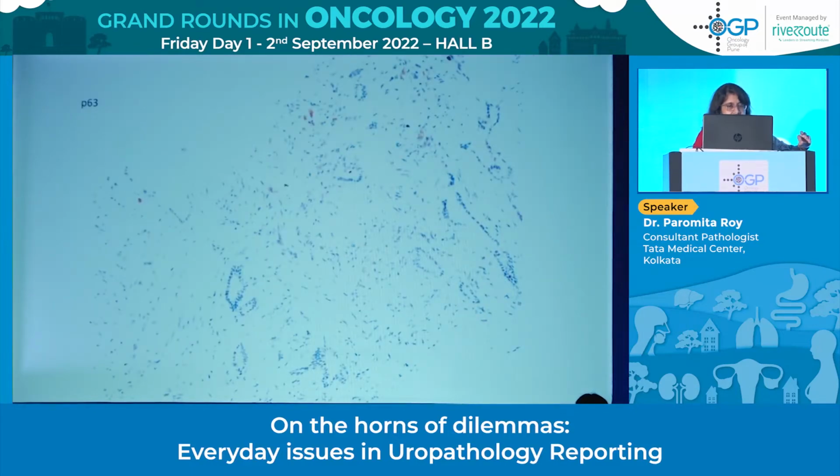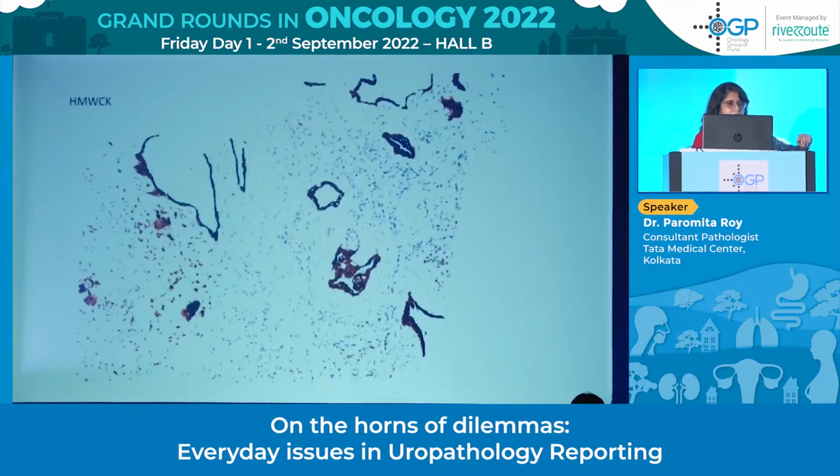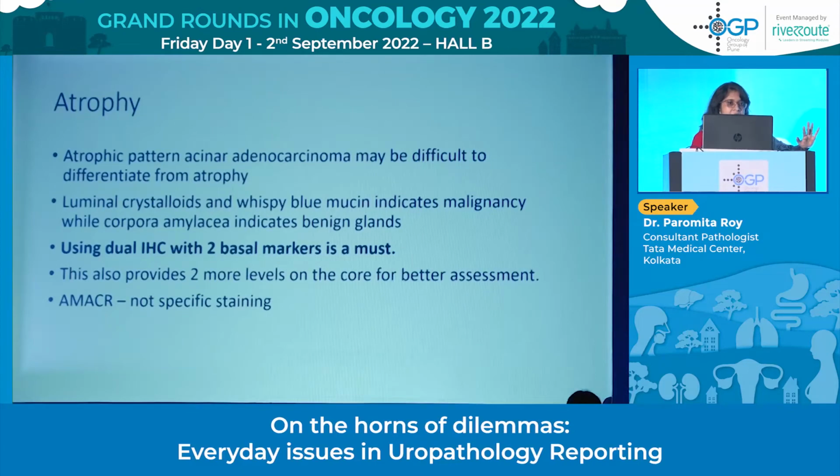There were similar foci in other cores, and the P63 IHC was lost. And this is the HMWCK, strong diffuse positive in the basal cells. So in the setting of atrophy, be very sure to use 2 IHCs before you call something adenocarcinoma on 1 IHC. AMACR we have almost stopped doing, because AMACR shows non-specific positivity both in cancer and benign, and patchy positivity doesn't really help you.